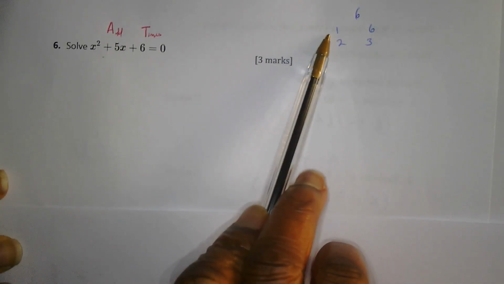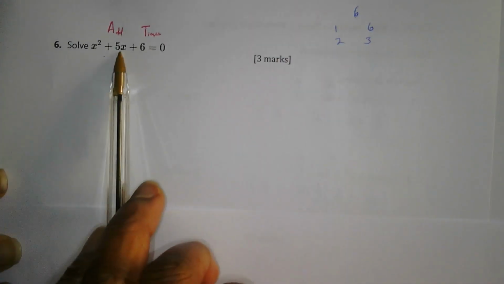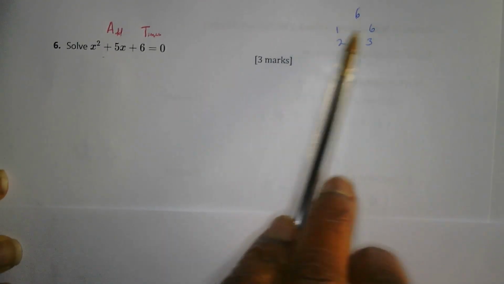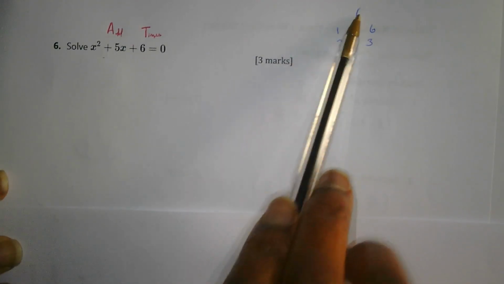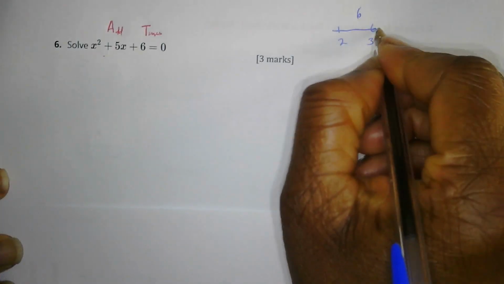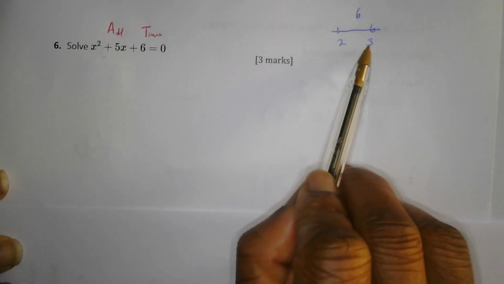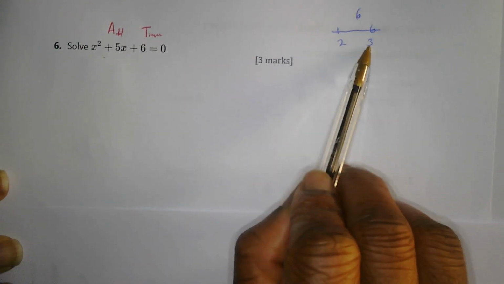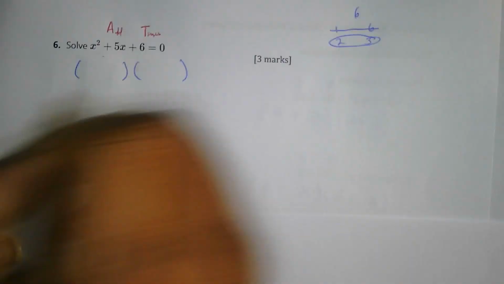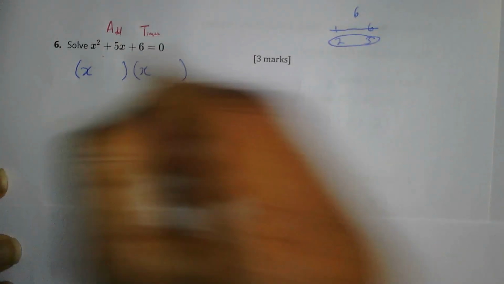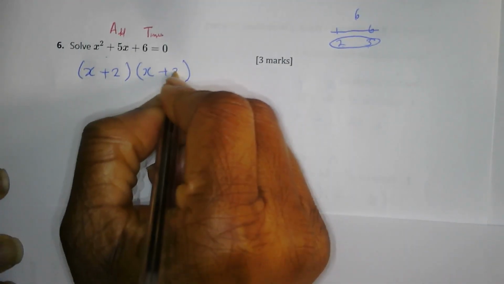If I subtract one from the other, I would get 5, but that means I would need to have one of these numbers having a minus in it. When I multiply with one having a minus, I'll get minus 6. So that would not work. The next one, 2 add 3 is 5 and 2 times 3 is 6. So this works. Open two sets of brackets, put your x in there, and 2, take your positive 3.